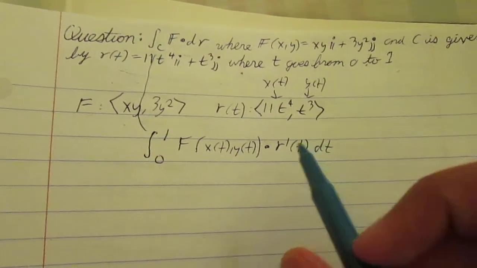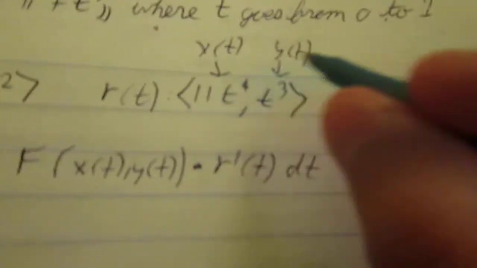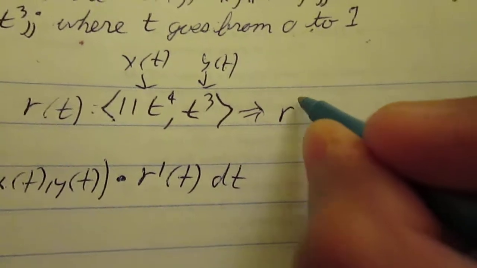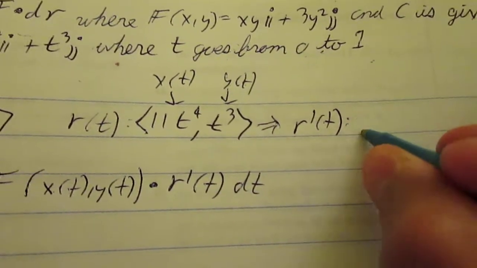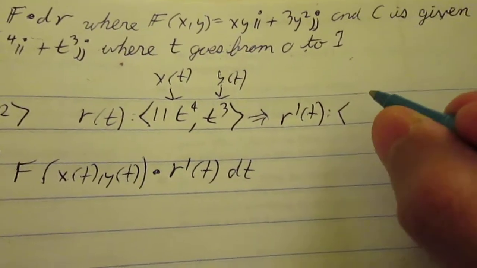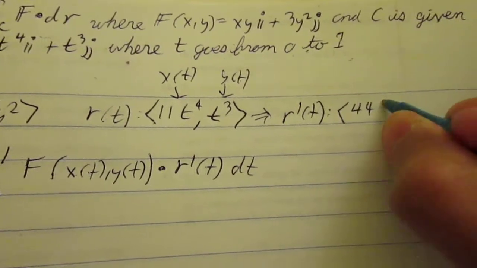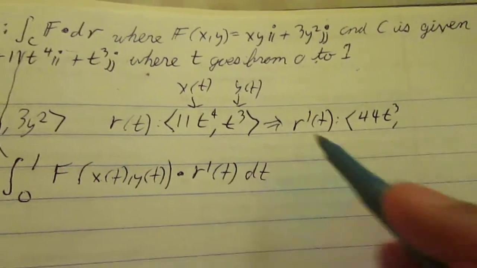So naturally we should calculate this. If you look at r of t right here, we can figure out what the derivative of this is. So what's the derivative of 11t to the fourth? Well, we'll bring the 4 out, that's 44t cubed. And now for the y component, that's just 3t squared.